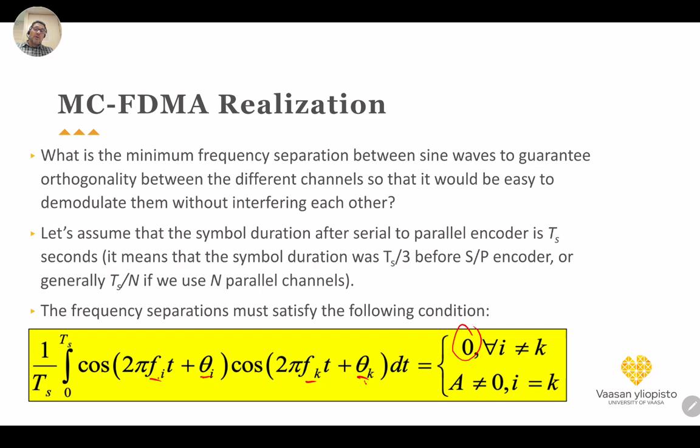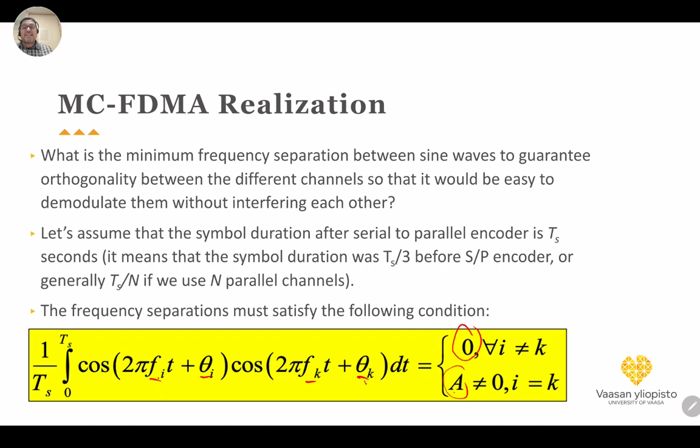If i equals k, it means the same frequency, I want it to be a, or to be 1. So it can be any number. When it is 1, we call it orthonormal, like cosine. And if it is some number different than 1, then it can be orthogonal, but not necessarily orthonormal. So here we assume that we want a equal to 1.